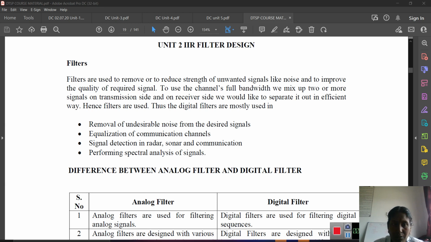Now we see about IIR filter design, unit 2. Here the filters are used to remove or reduce the strength of unwanted signals like noise, and to improve the quality of the required signal.